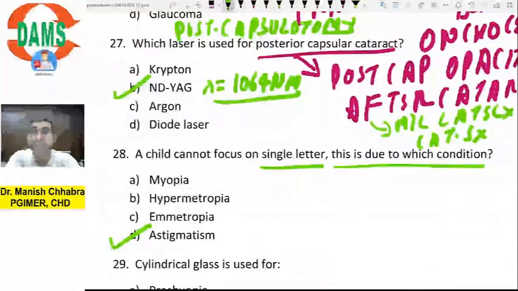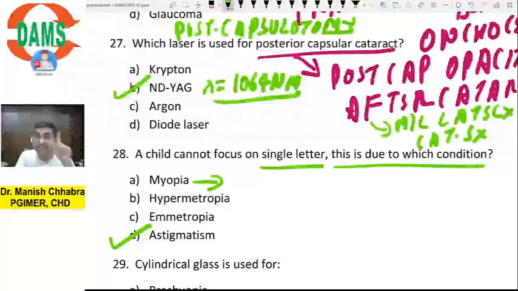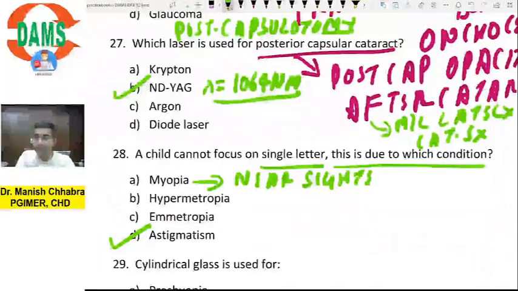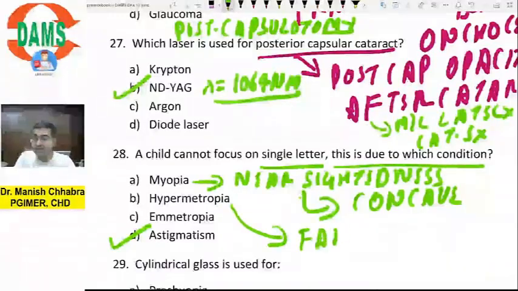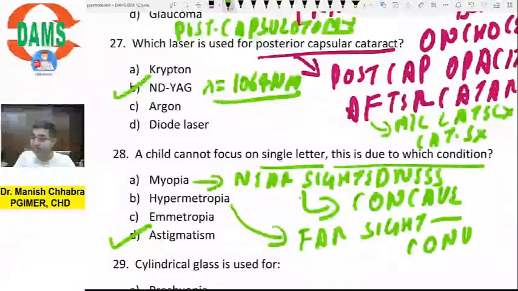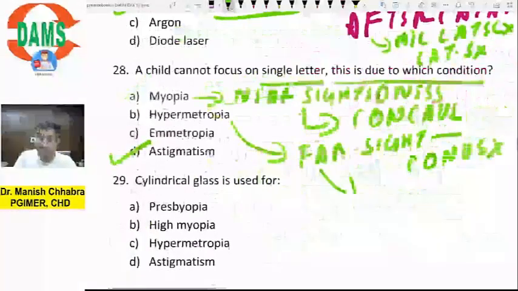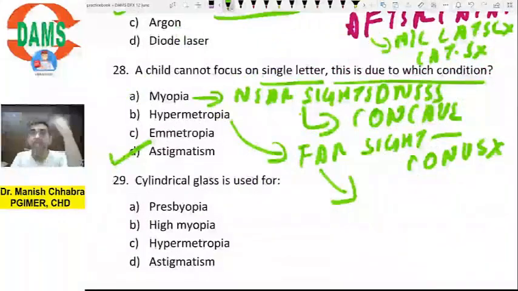Myopia, when the image is formed in front of the retina, when the patient is not able to see distant objects clearly, this is also known as nearsightedness. And which glasses do you give? You give concave glasses. Hypermetropia, though you call it farsightedness, you give convex glasses. But please understand, in hypermetropia the patient is not able to see distant objects as well as near objects clearly, right?